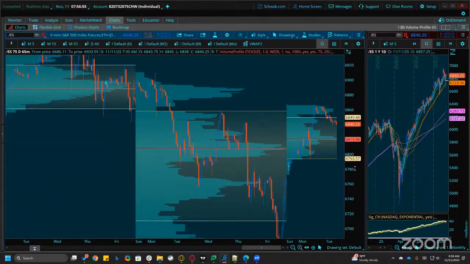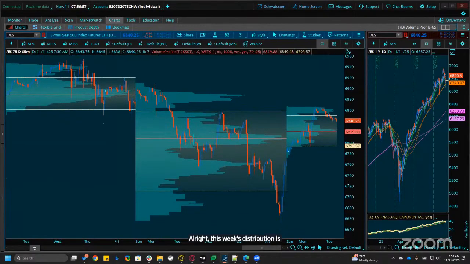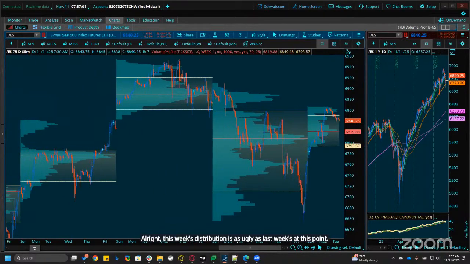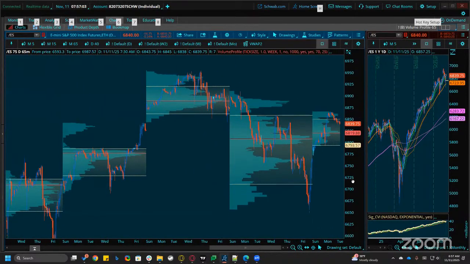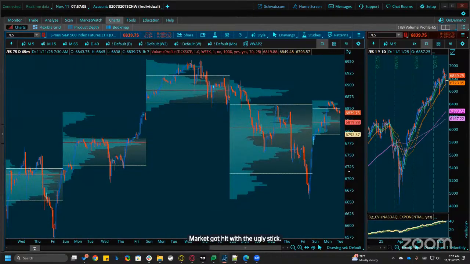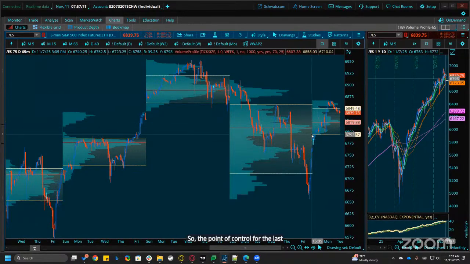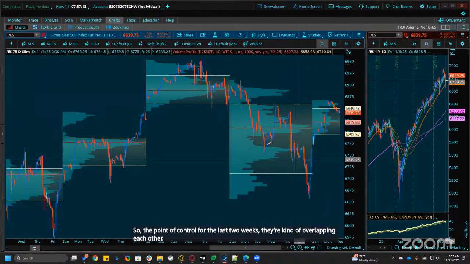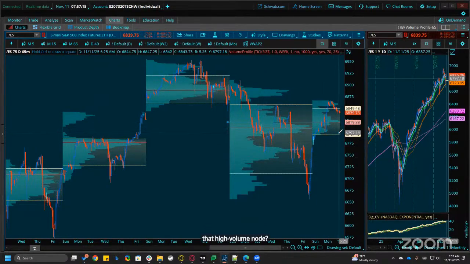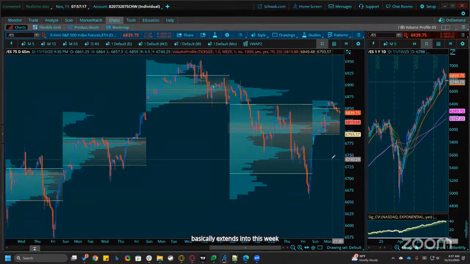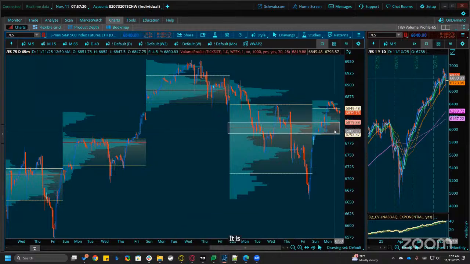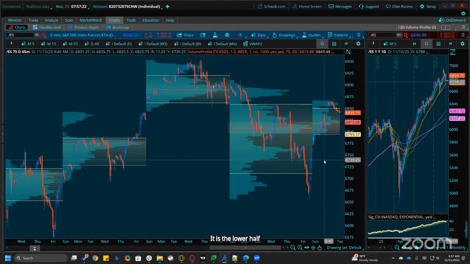All right, this week's distribution is as ugly as last week's at this point. Market got hit with the ugly stick. So the point of control for the last 2 weeks, they're kind of overlapping each other. That high volume node basically extends into this week's trading. It is the lower half of our range, right?